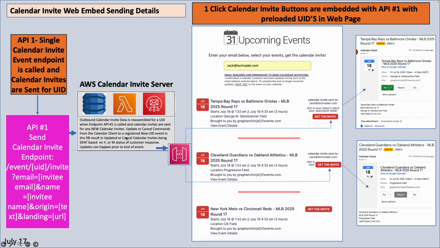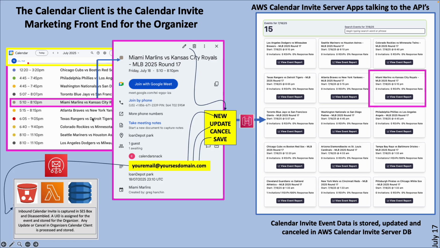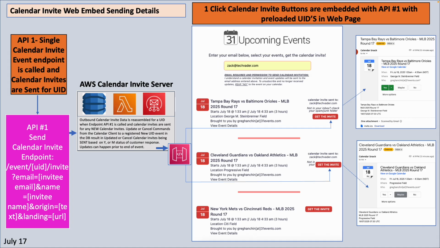Updates or cancels for the calendar invite for a registered new UID event in the database will result in updated and cancel calendar invites being sent out to anyone that has said yes or maybe to the status of the customer response. Updates can happen prior to the end of the event. So we have a pipeline here, which we discussed, and that is we have an inbound pipeline here, and then we have this outbound pipeline here that's being used by API endpoint 1.